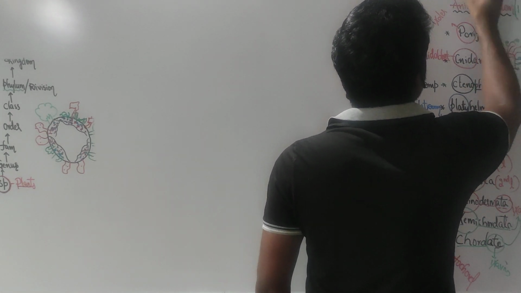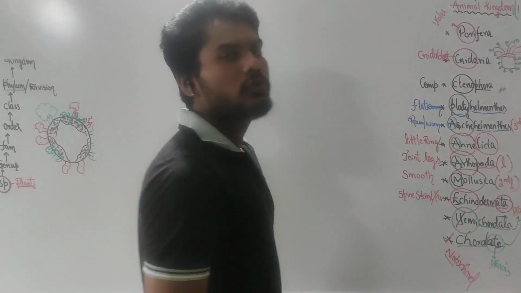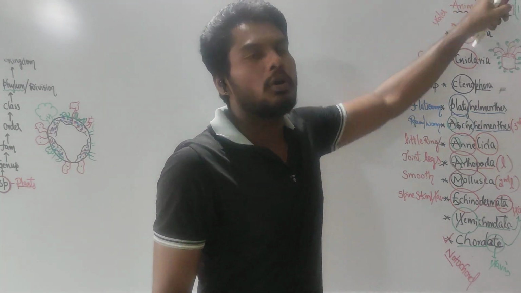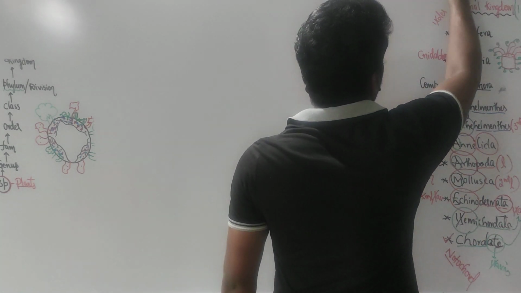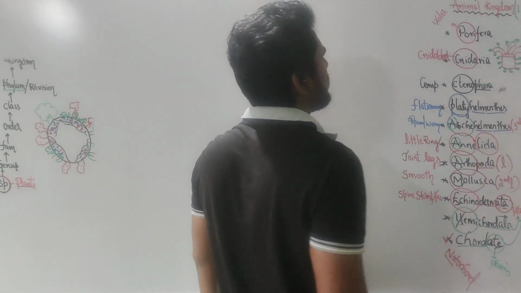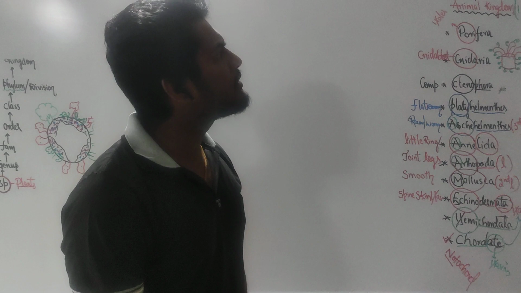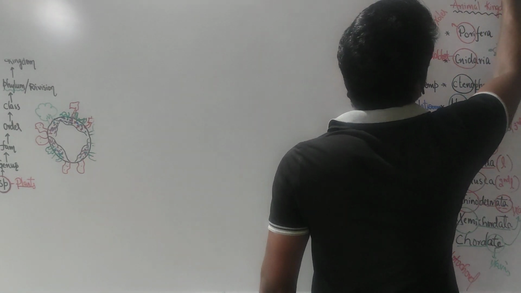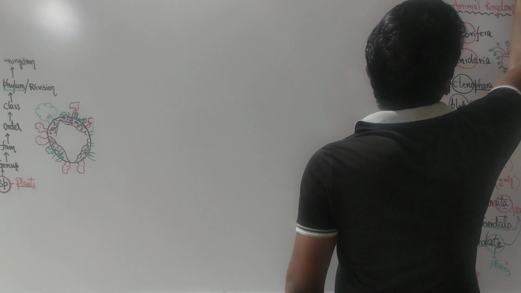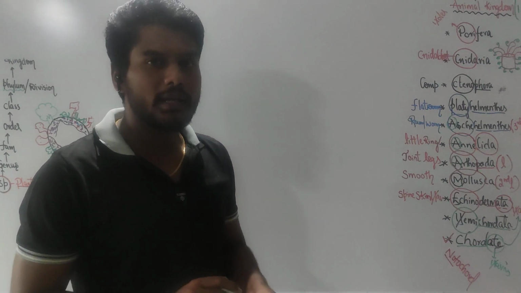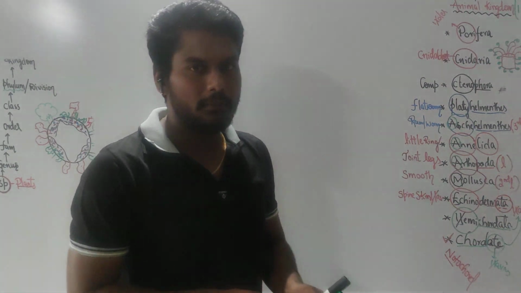into two parts. Those not having the notochord, and those having the notochord. Those not having the notochord, we call them non-chordates, also called invertebrates. I will tell the meaning of invertebrates also. And those having the notochord, we call chordates.